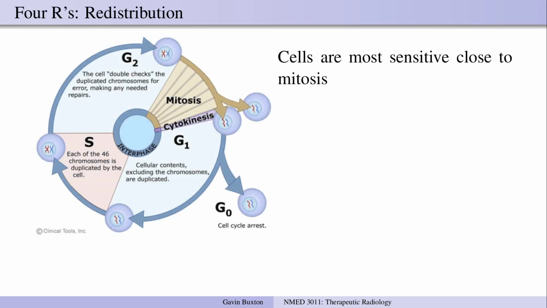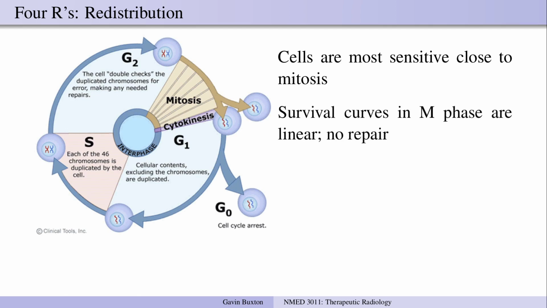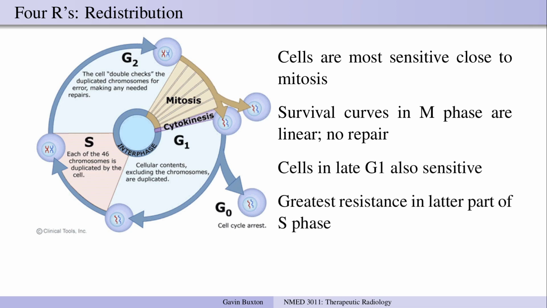The last R is redistribution. This relates to the cell cycle effect. Cells are more sensitive, or more radiosensitive, at or close to mitosis, and cells in the latter part of the S phase are more radioresistant. So, what is redistribution?